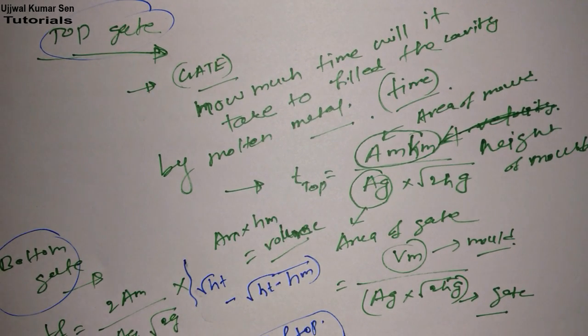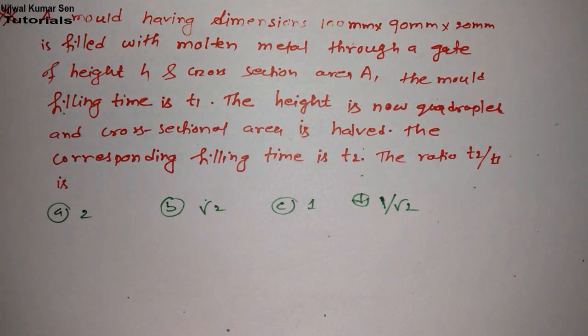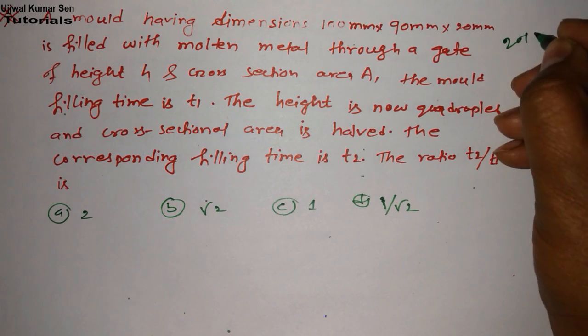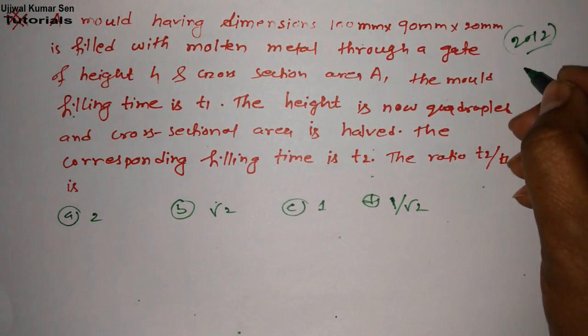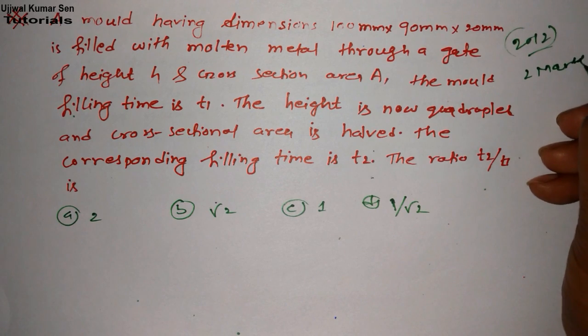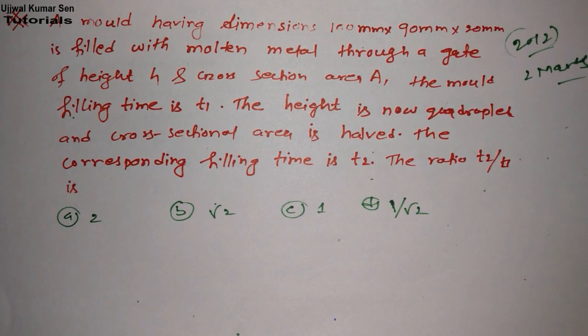Let's go for it. Right now we have a question that was asked in the GATE 2012 examination, for 2 marks. Remember that this question was asked for 2 marks, and you can solve it easily within 2 or 3 minutes. We just have to read the question carefully and go through it.